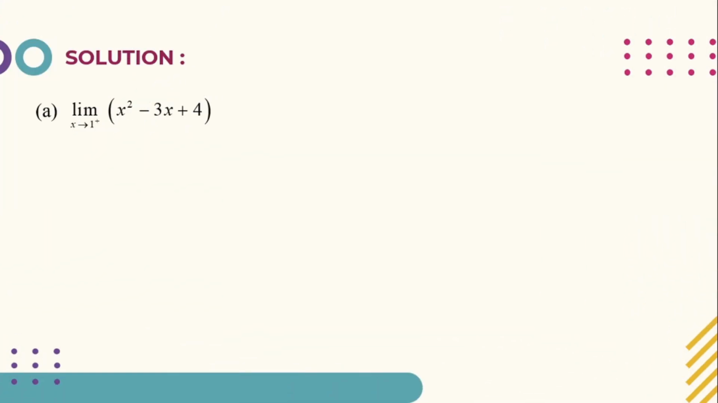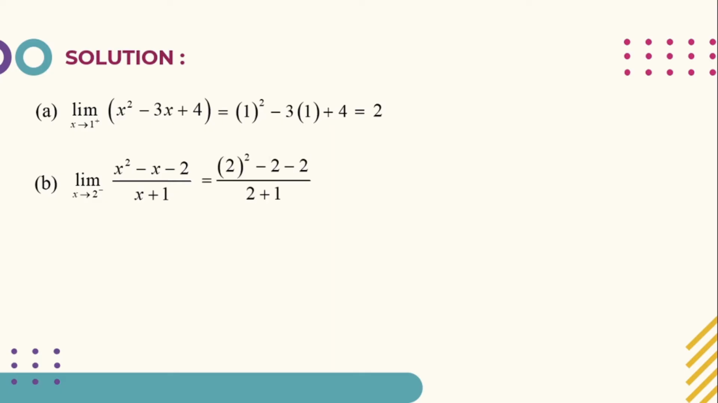Okay, let's try this example one by one. First, we try A. We are given the limit of x squared minus 3x plus 4 as x approaches 1 from the right. So we substitute 1 into the quadratic function and get the limit value is 2. We proceed with question B. We are given the limit of (x squared minus x minus 2) over (x plus 1) as x approaches 2 from the left. First, we try to substitute 2 and see what we get. Okay, we get 0 over 3, which can be solved, and the limit value is 0.